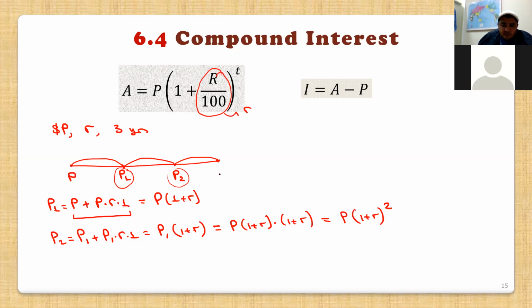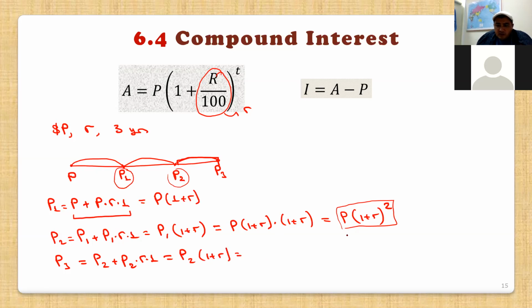Now the third year starts counting. At the end of the third year, it is P3. So P3 is equal to, again, the last amount in your account, so we are considering this money, not the initial deposit. That's the difference between simple interest and compound interest. So we have P2 plus P2 times R times 1, for this 1 year. Everything is the same, just P2 instead of P1: P2 times 1 plus R.